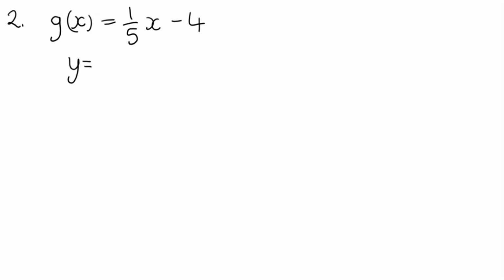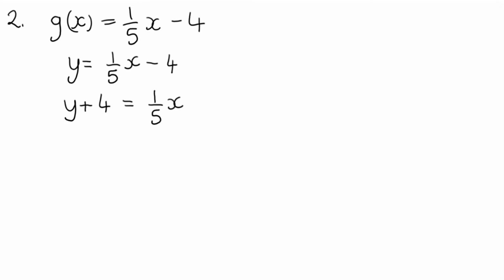Okay, on to question 2. We're given a function g of x equals 1/5 x minus 4, and we're asked to find the inverse function. How I do this is I let y equal 1/5 x minus 4, and then I change the subject of the formula to x. So I'm going to move my 4 over and leave my 1/5 x on the right.